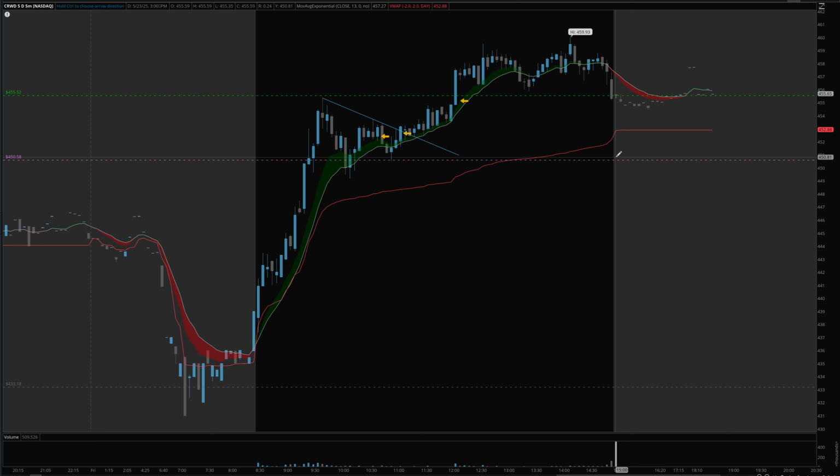So this is a trade recap of the trade I took. I'm planning on doing more trade recaps like this in the future as well.